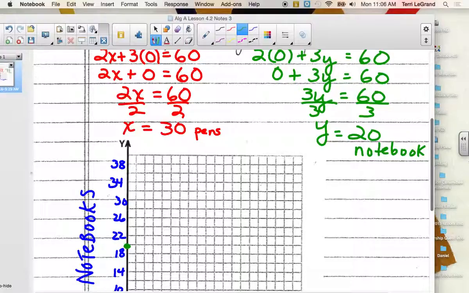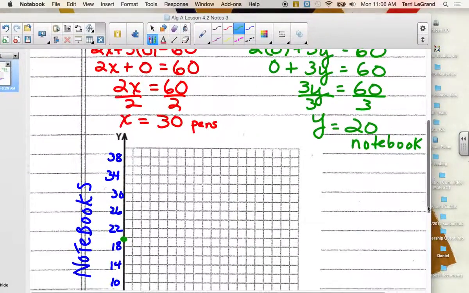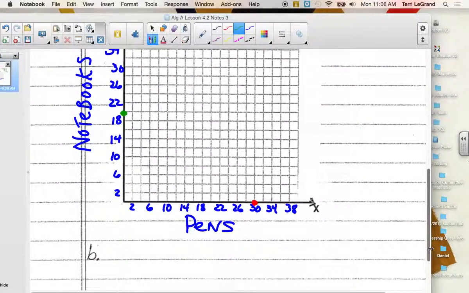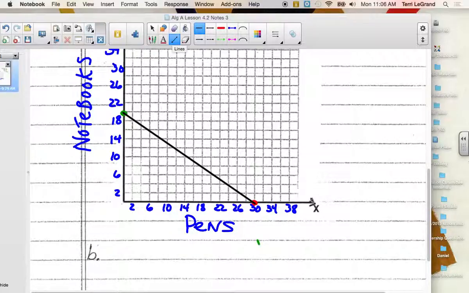Yeah, if we extended it beyond this one, we would be saying there's a negative number of pens. If we extended it beyond this one, we would say there's a negative number of notebooks. There isn't such a thing. So we're going to connect our intercepts with a line segment instead of a line with arrows at both ends. And that's how our graph should look.